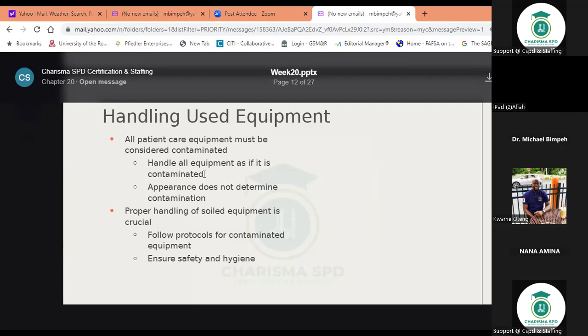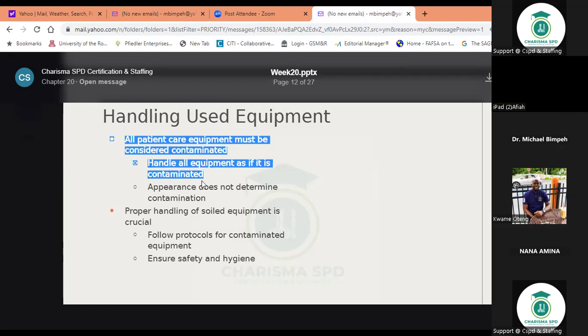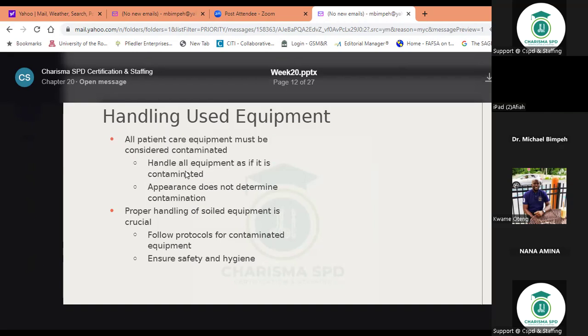That is the reason I said the human eyes are not microscopic. So that is why this point here is very, very critical. This point here: handle all equipment as if it is contaminated. What you cannot see does not mean that it is not there. Our eyes are not microscopic, and appearance does not determine contamination.